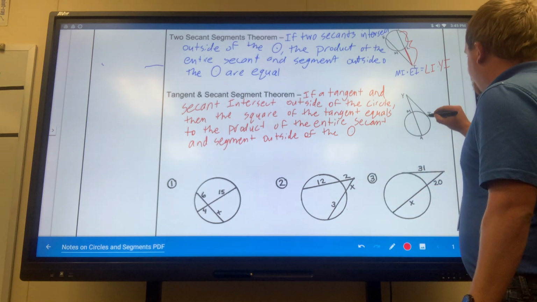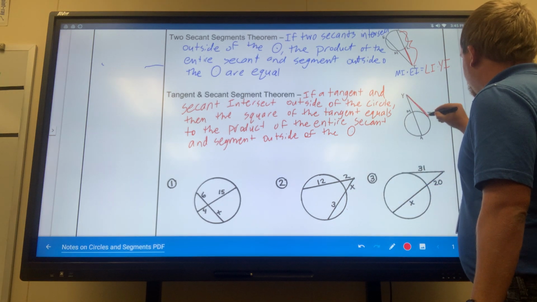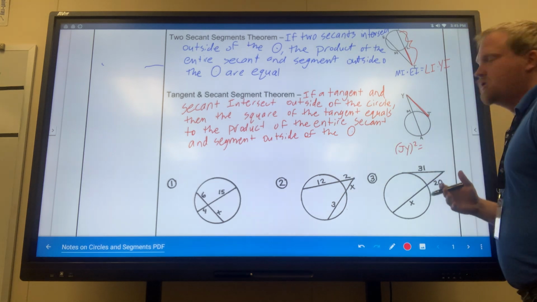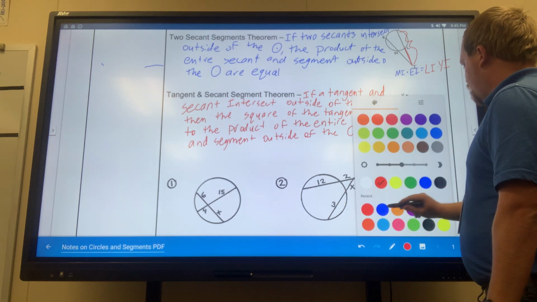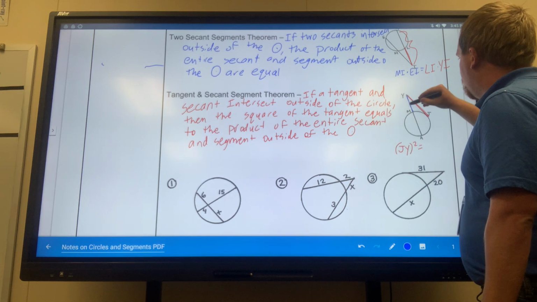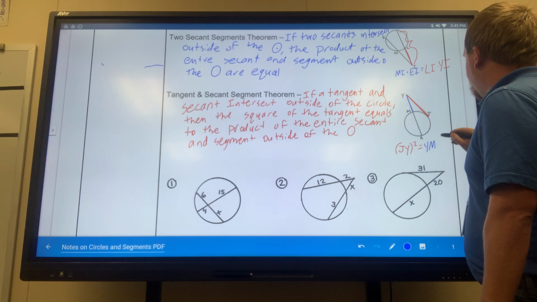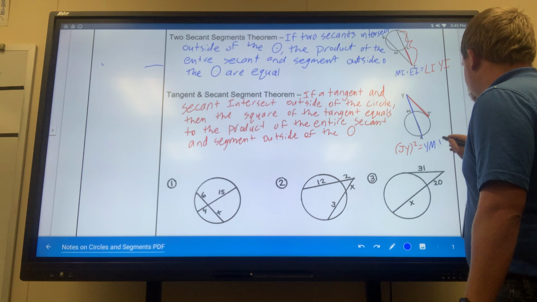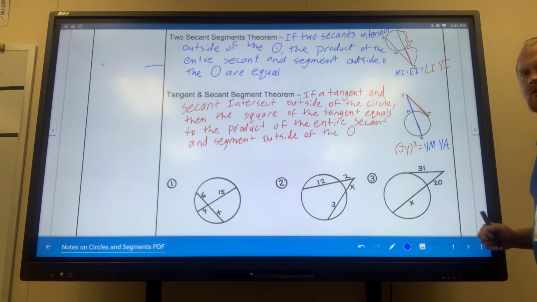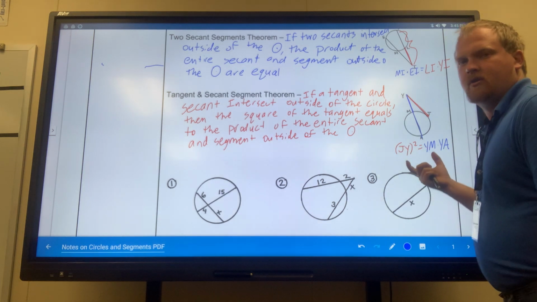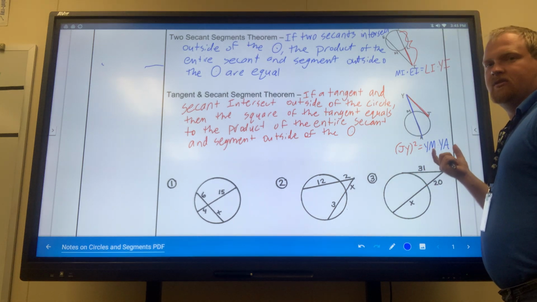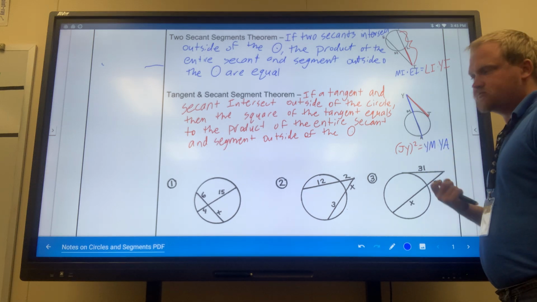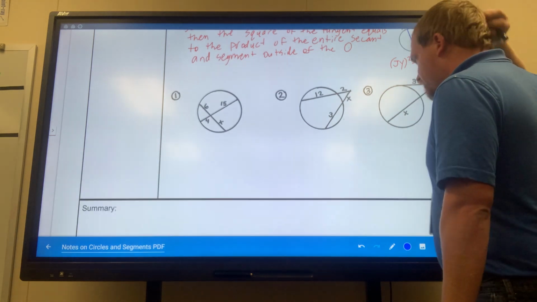So again, this tangent right here, that's squared. So JY is going to be squared. Now, if we're looking at the secant right here, YM is multiplied by YA. So while the tangent is being squared, the secant is the outside times the whole length, and they're going to equal each other. So let's look at a couple of examples.